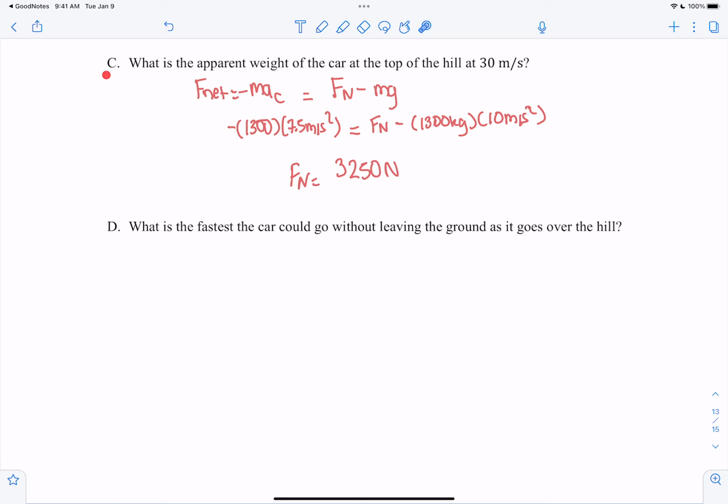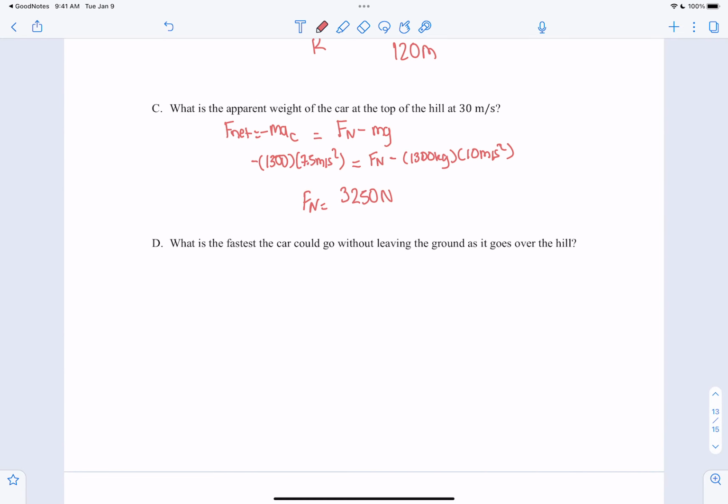But if everything's okay for C, then part D is asking us what is the fastest the car could go without leaving the ground as it goes over the hill. So this is a classic question here. It's going to pop up on a lot of exams, quizzes, and homework. It's very common for them to ask you what is the fastest or the maximum speed that the car could go without leaving the ground, or, if it was a loop-de-loop, without losing contact or barely losing contact with the rails or the track.